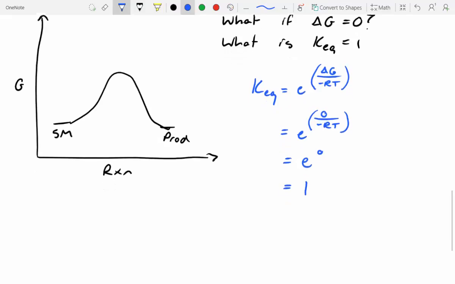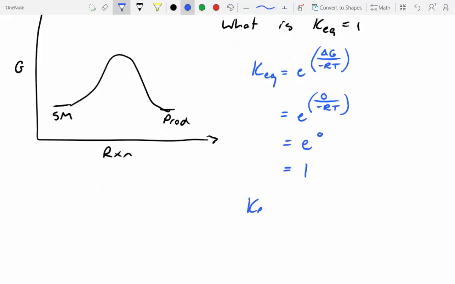So if we think about this, that means that KEQ is telling us that our ratio of products over reactants is equal to 1. Another way of saying this is we've got 50% product in solution and 50% of our reactants, right? You guys want a harder one? All right, let's do a harder one. We'll test our math skills.